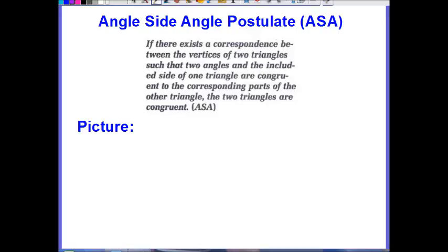Let's see if you can draw out this picture. Press pause and let's see what we come up with. So here's the picture that I have. I got my two triangles, and now I need to have two congruent angles and an included side. So I'm going to start with my angles. 1, 2. You can put your angles anywhere, but we have to have two matches.